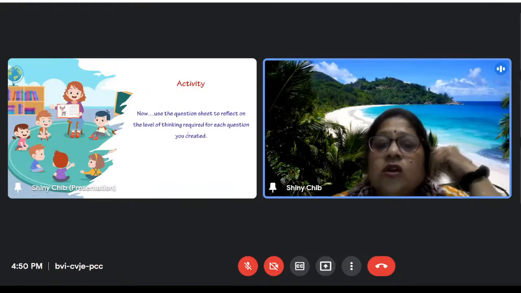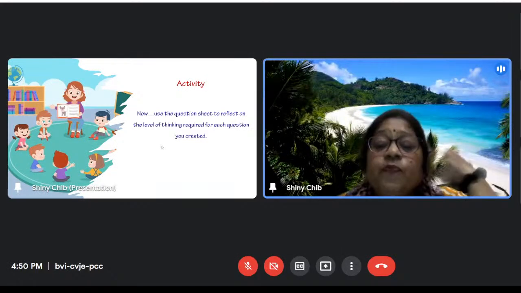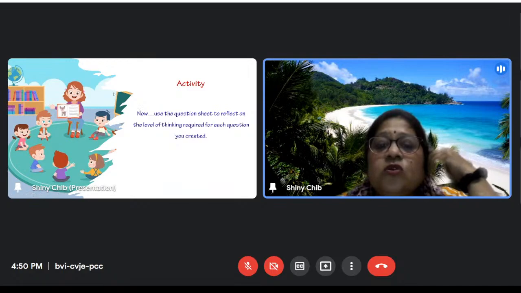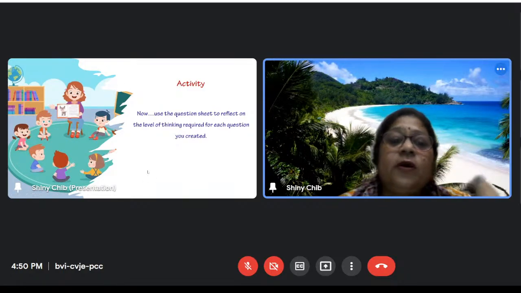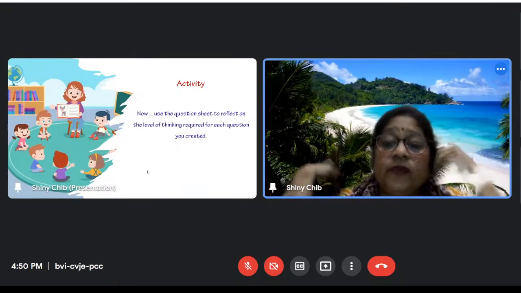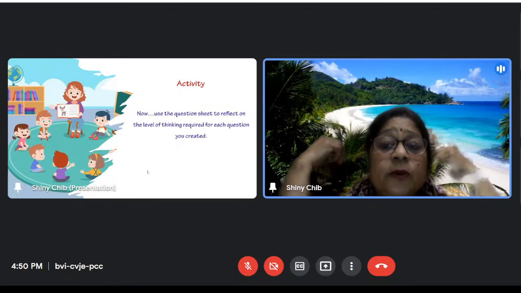Use the question sheet to reflect on the level of thinking required for each question you created. So this activity was related to the stories which I've told you. I've shown you the rabbit and the turtle and the cap wala, the cap seller. Based on that, you need to write a few questions, and homework for you is to write questions related to all the 6 levels. This will be a practice for you.